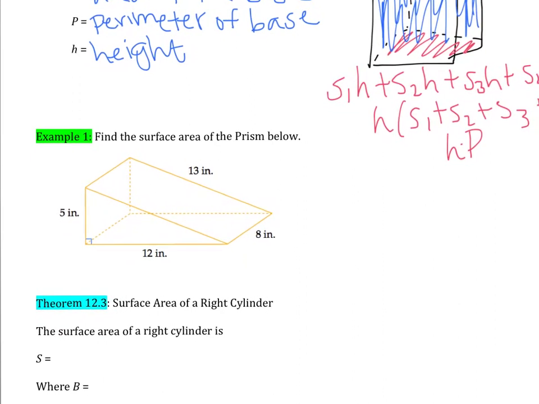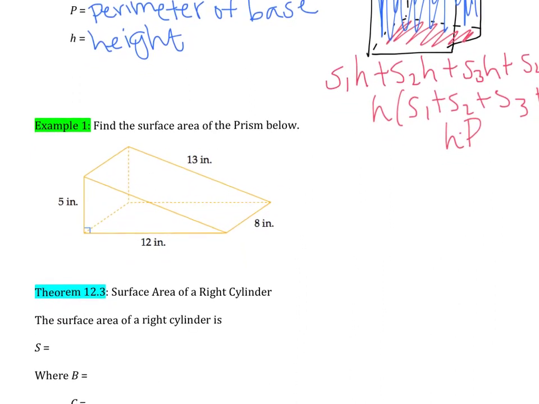Let's go ahead and do this example problem down here. Now this prism is a triangular prism. We need to find the area of the bases first. Now the bases are going to be these 2 triangles. This triangle right here and this triangle over here. Those are our bases. They're parallel and they're congruent. So I first need to find the area of each of those.